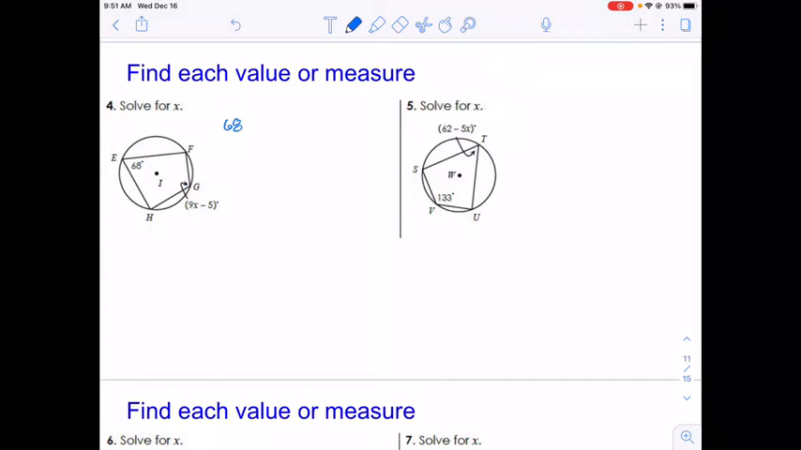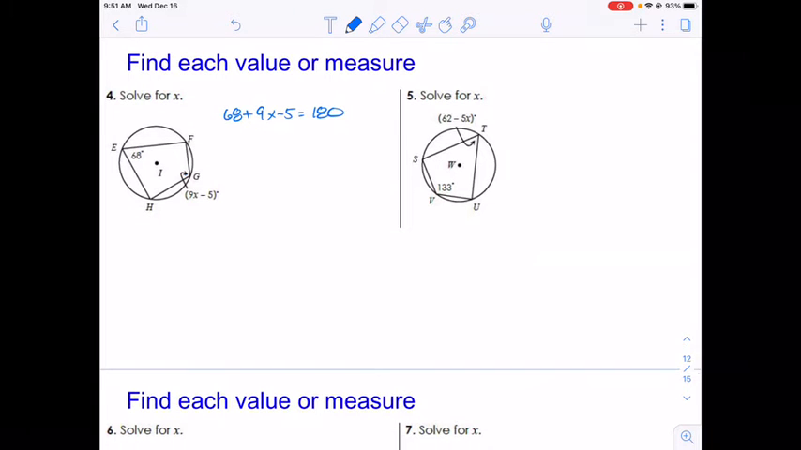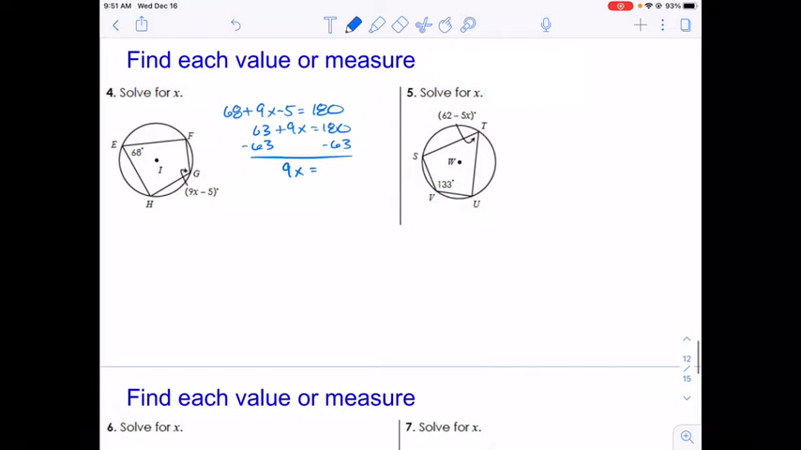So we know that 68 plus 9x minus 5 is equal to 180. Now you could have also just subtracted 68 from 180 and set that angle equal to it, but we're going to get the same result. So 68 minus 5 is 63, plus 9x equals 180. Subtract 63. This is going to give me 9x is equal to 117, divided by 9. And x is equal to 13.